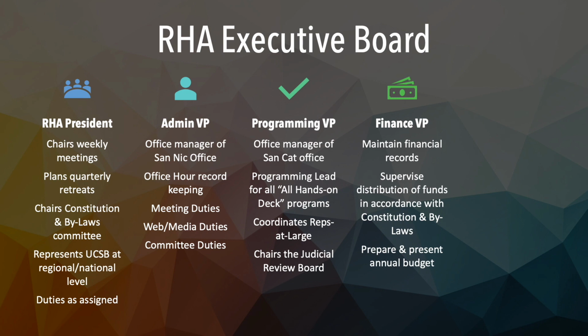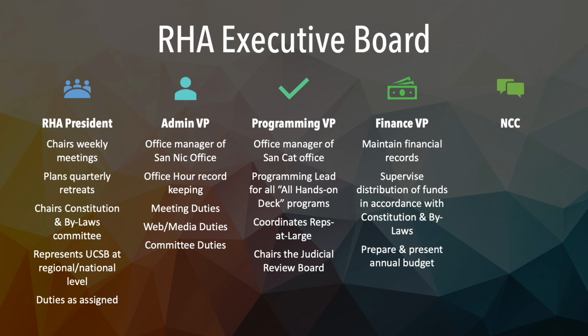The Finance VP is the keeper of RHA's budget and fiscal records. The Finance VP ensures that RHA funds are used responsibly and in accordance with the RHA Constitution and bylaws. The Finance VP also works closely with the RHA advisors and the RHA Finance Assistant to prepare and present RHA's annual budget to the rest of the Coordinating Board during the first 4 weeks of the academic year.